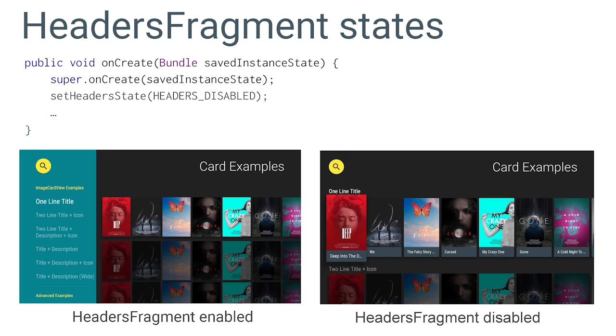Now, headers fragment is an optional component. You can either enable it or disable it. And by doing so, your app will have a very different look and feel to it. The way to do that is by calling the setHeadersState function with either the headers state enabled or disabled parameter.